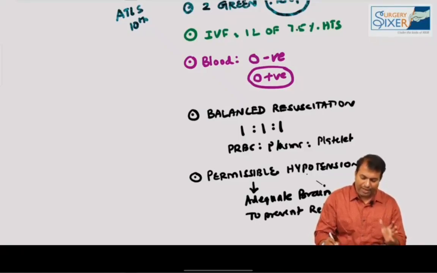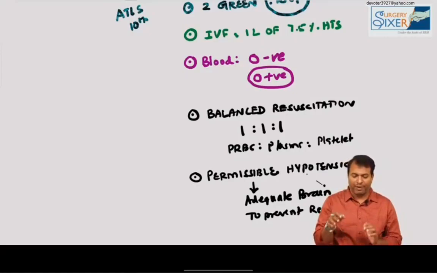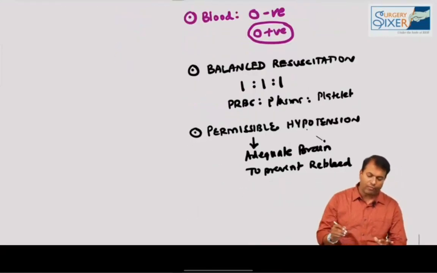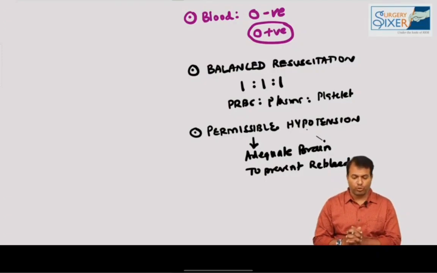So the systolic pressure will be maintained somewhere around 90, to prevent rebleeding and also to maintain adequacy of brain flow. So this is known as permissible hypotension. These are the points you should not forget in management of hemorrhagic shock.